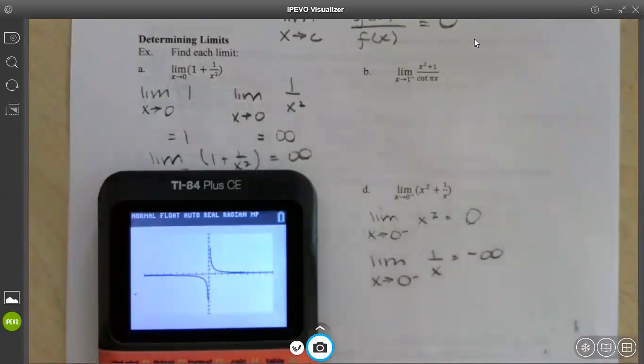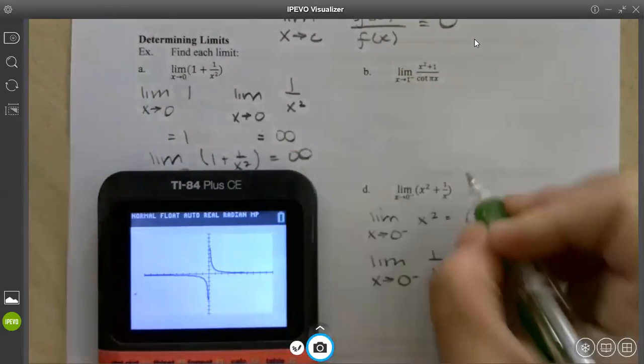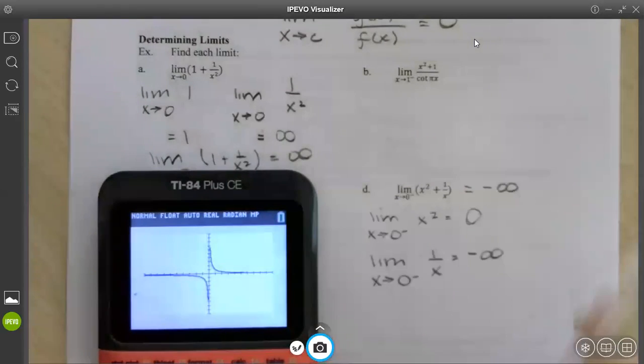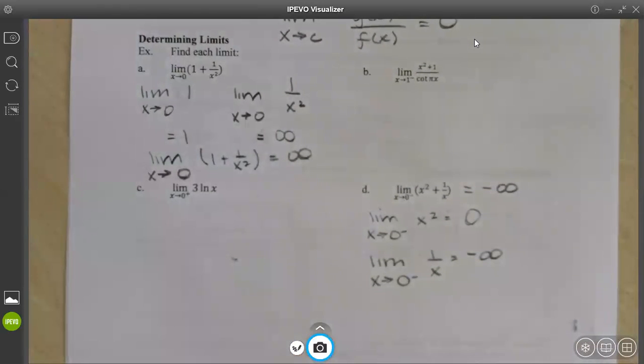So what is this limit? Negative infinity. For this one you would have to graph it because it's going to have that vertical asymptote. So if it's at 0, the limit will not exist. But if we bound it, it will be. Okay. All right. B.